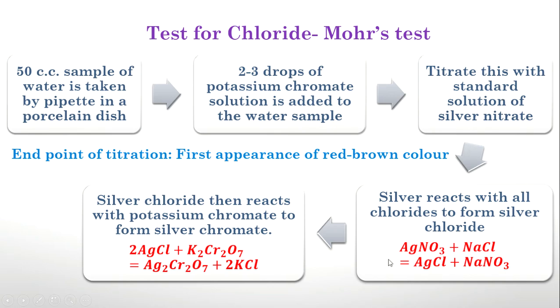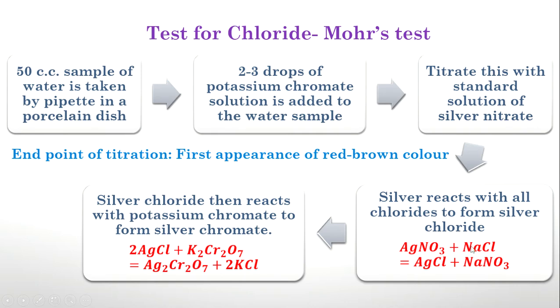Before the reactions, we'll see when we should stop the titration. The end point of the titration should be the first appearance of red brown color. Whenever the sample turns red brown for the first time, we have to stop the titration. So now we can analyze from that. We can get the amount of chloride which was present in the sample.